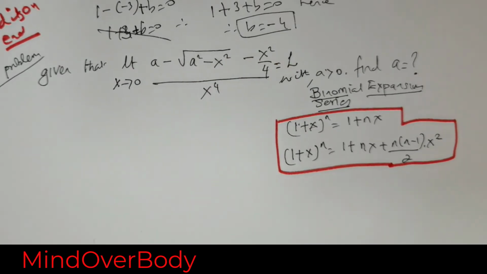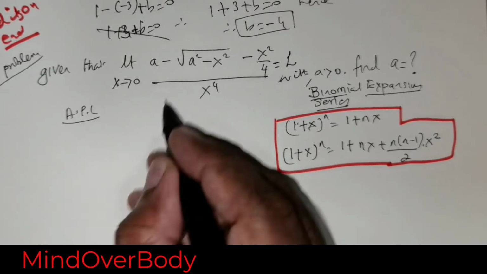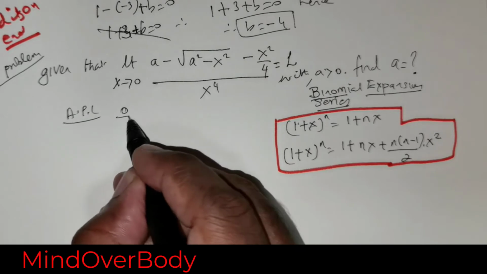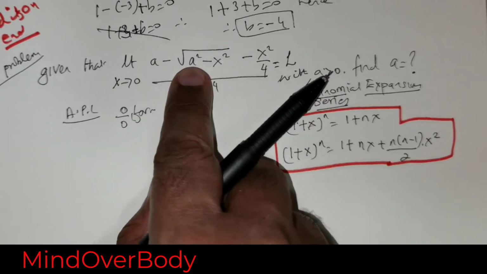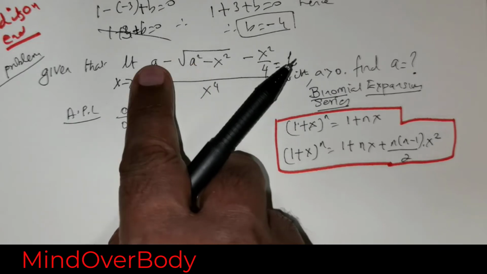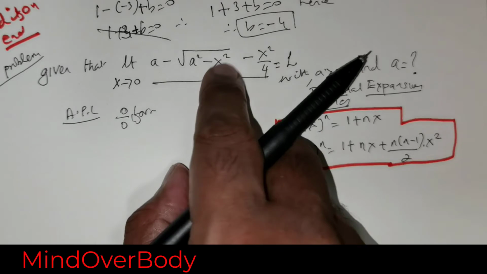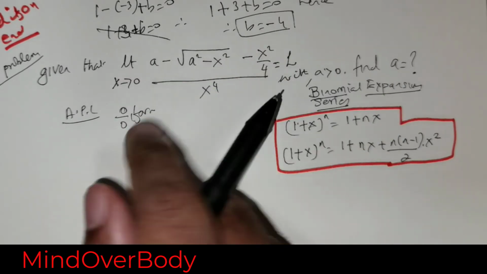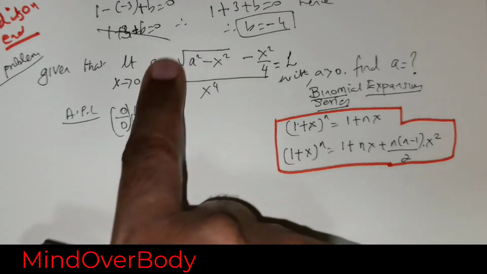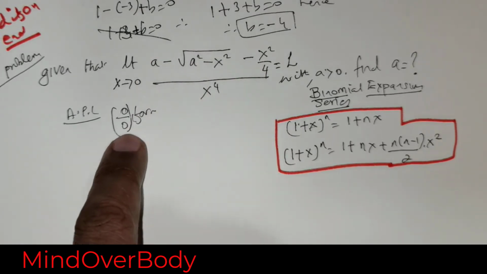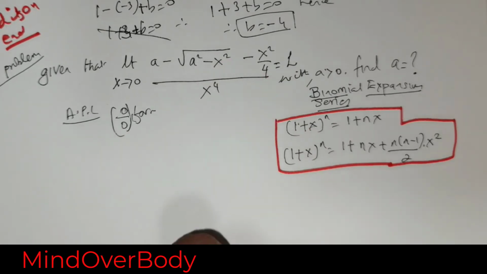Foremost, as always, we will have to apply the limits. When I apply the limits, I'm getting 0 by 0 form. You can clearly see the numerator is a minus the square root of a squared, which is a minus a, which is 0, and the denominator is going to be 0. So 0 by 0 form. That is also a rationale for us to conclude this, because it has to lead to 0 by 0 form, since it says that the function has a limit.